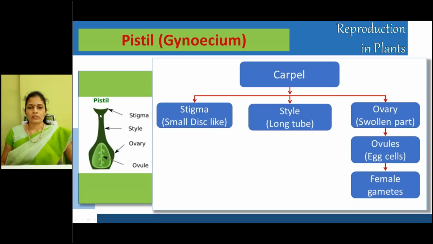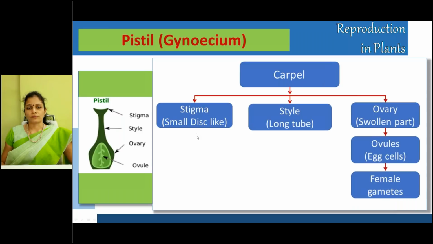And the third part is stigma, which looks like a small disc-like structure, and it helps in receiving the pollen grains during the process of pollination. Look at this slide, children.